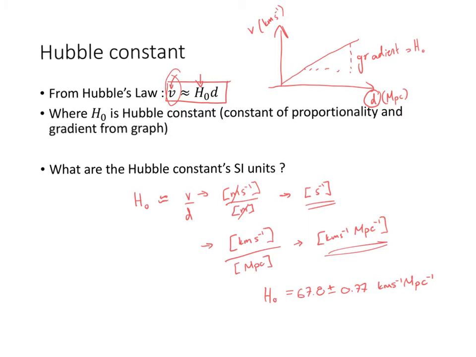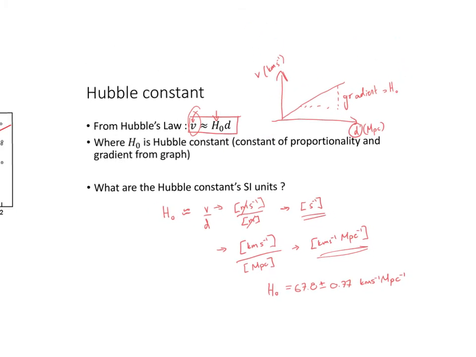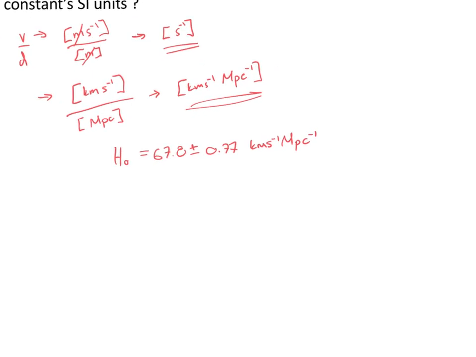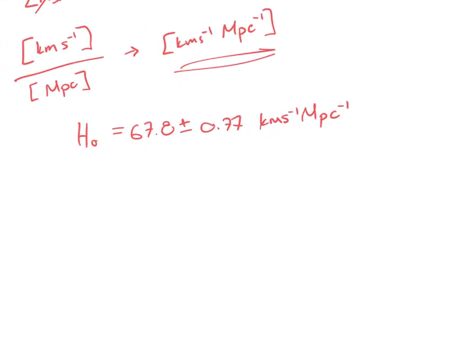Now I can change that into the standard units, and to do that you just work through the units of what they mean. So this is kilometers per second. I need to change it into meters per second first. To do that, I just multiply the value by 10 to the power of 3. So it's going to be 67.8 times 10 to the power of 3.